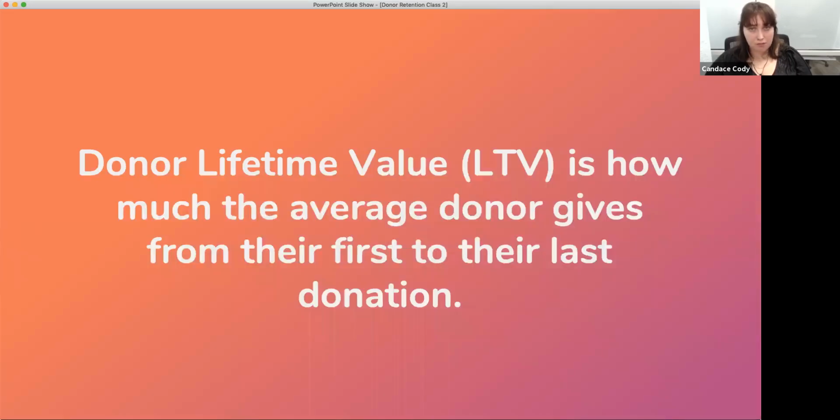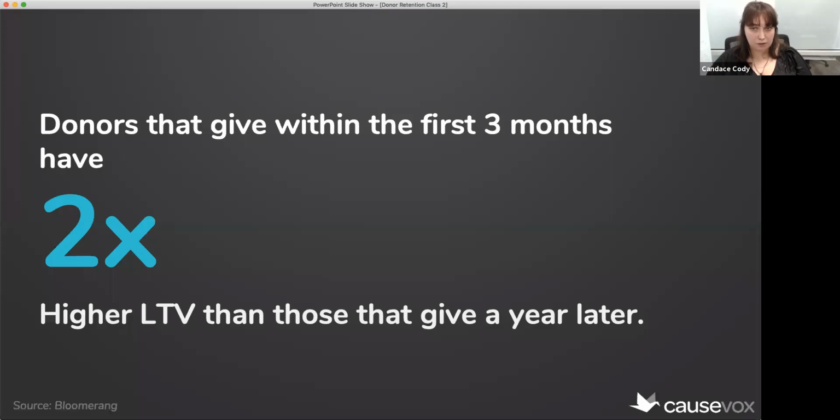And so just as a quick reminder, we went over lifetime value last week. So that's how much the average donor gives from their first to their last donation. So this is really pivotal to assessing just how well a donor is being retained as well as nurtured and increasing their gift size as well. So a complete overhead look at the lifetime value of a donor is really important.